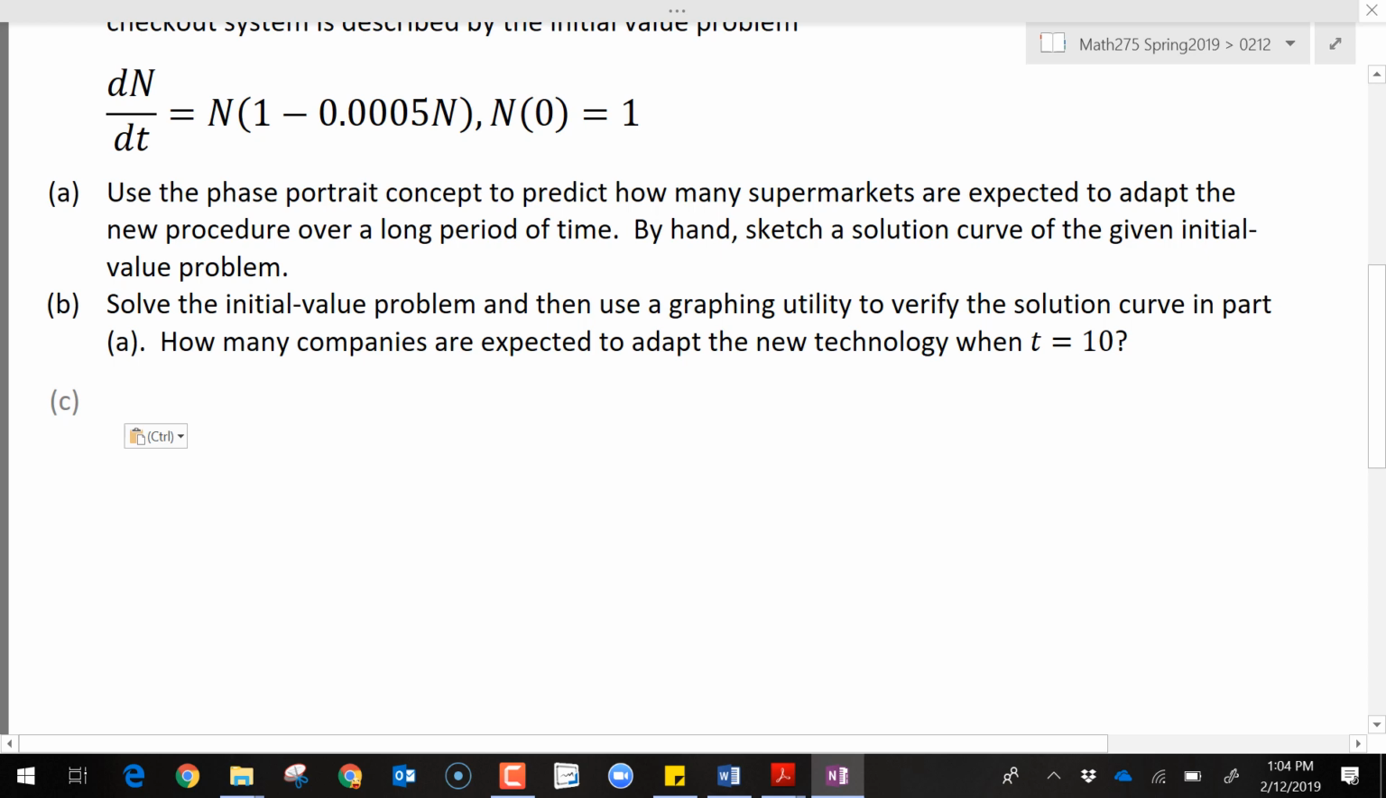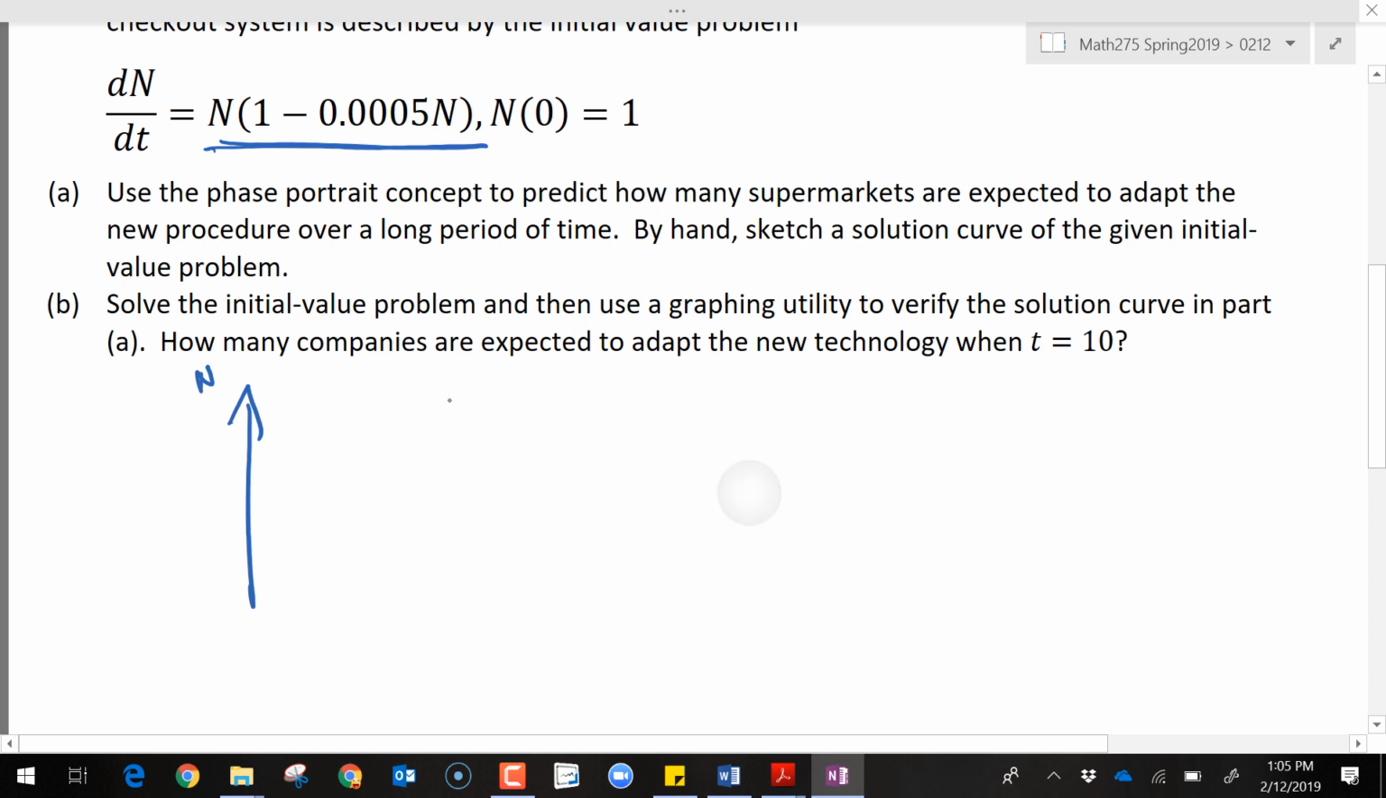An autonomous or a phase portrait, remember, is a one-dimensional graph, and usually we want to denote it with a vertical axis. This is an n-axis or a y-axis, whatever the dependent variable is. And what you want to do is solve for when this derivative is equal to 0. Remember, this dn dt are the slopes. And you're saying the slope's equal to these things, and it doesn't matter what the time is. The slope is dependent on the n only.